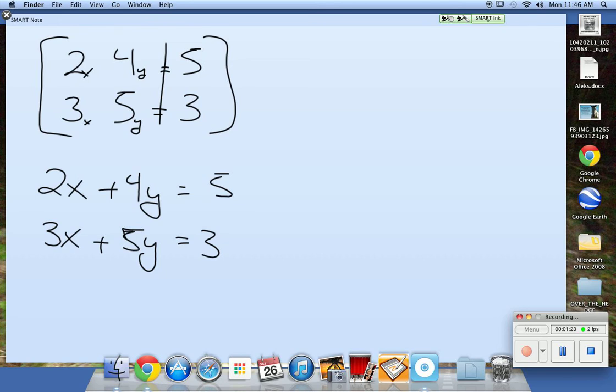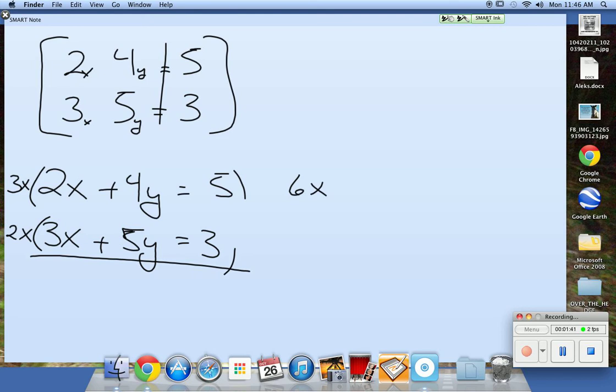Now, if I wanted to solve these equations, I'd do it through elimination. I'd multiply this one by 3 and this one by 2, right? And if I solve this, this would be 6x plus 12y equals 15. Write it down. And this one here is 6x plus 10y equals 6.